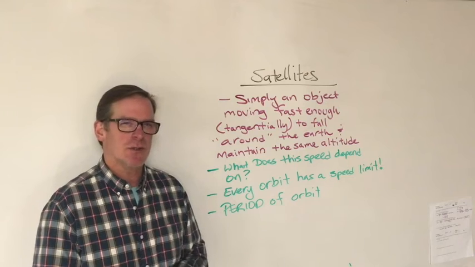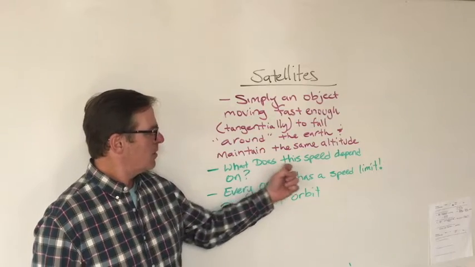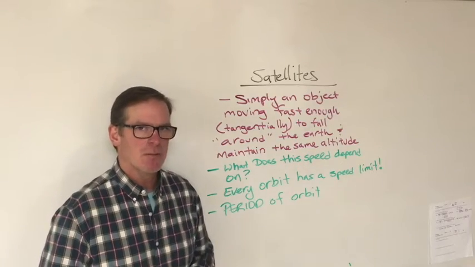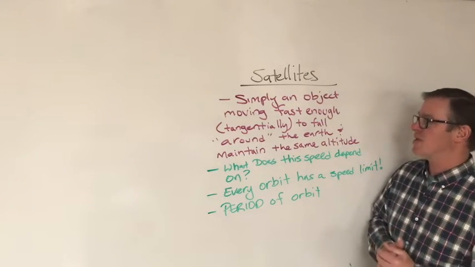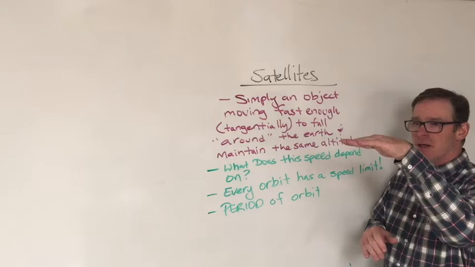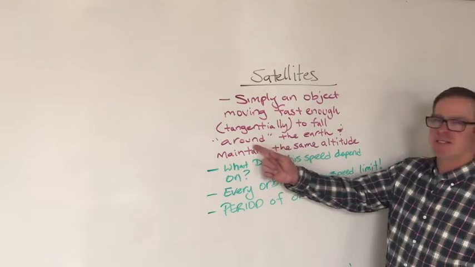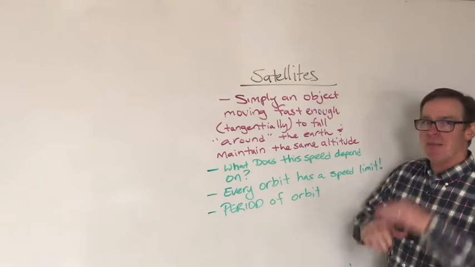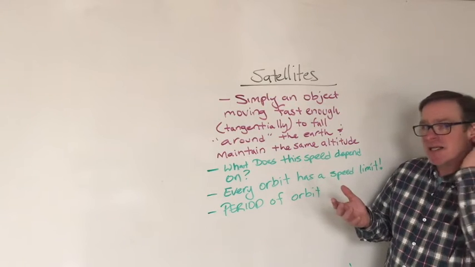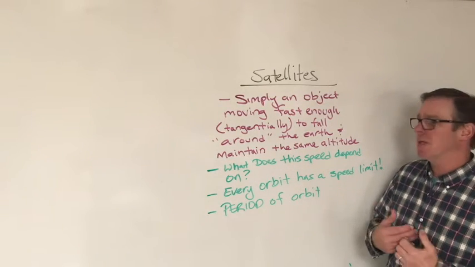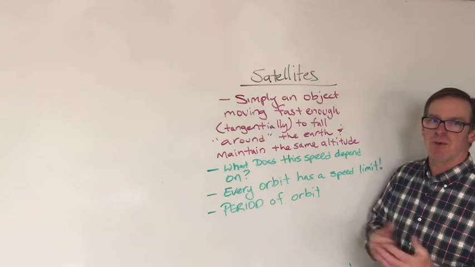So let me go to a transparency in the book, and then we'll go back and derive the equation that governs the speed. Before I do either, I just want to remind you that a satellite is simply an object that's moving fast enough tangentially so that as it falls, it doesn't get closer to the Earth. It simply falls around the Earth and maintains the same altitude. We have thousands of satellites in orbit that we've placed in orbit and other nations have placed in orbit, but the most famous satellite, of course, is our moon.